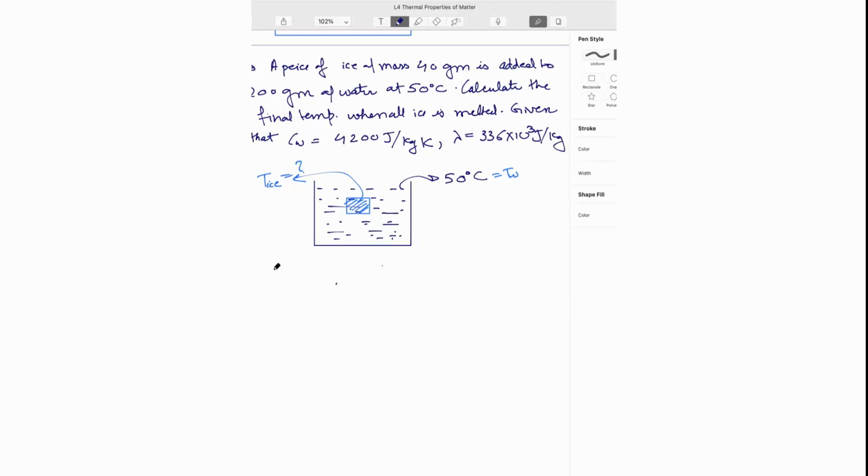So first we have hot water, and the mass of hot water is given, that is 200 gram.